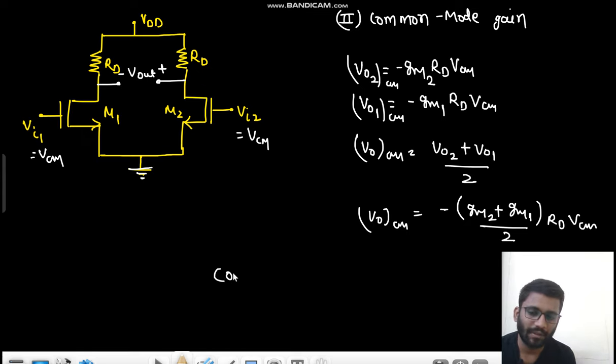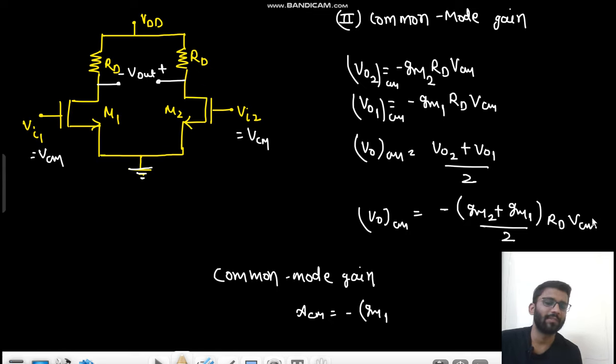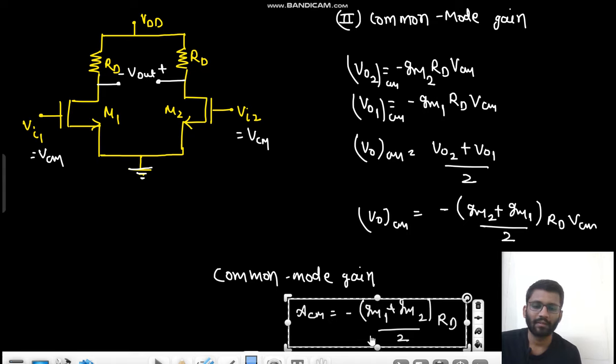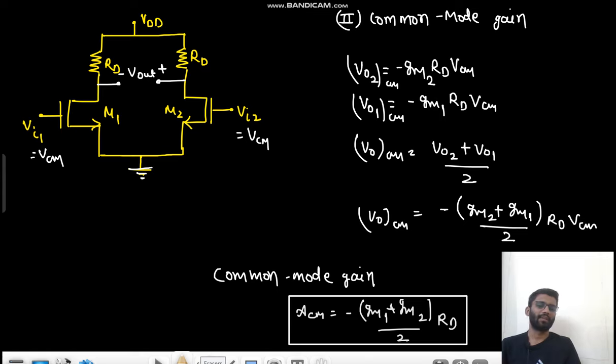So what is your common mode gain? ACM is V0 CM by VCM, which is minus (GM1 plus GM2) by 2 into RD. So this is the common mode gain you have, right? When there is a current source as a tail, that analysis also we will see.